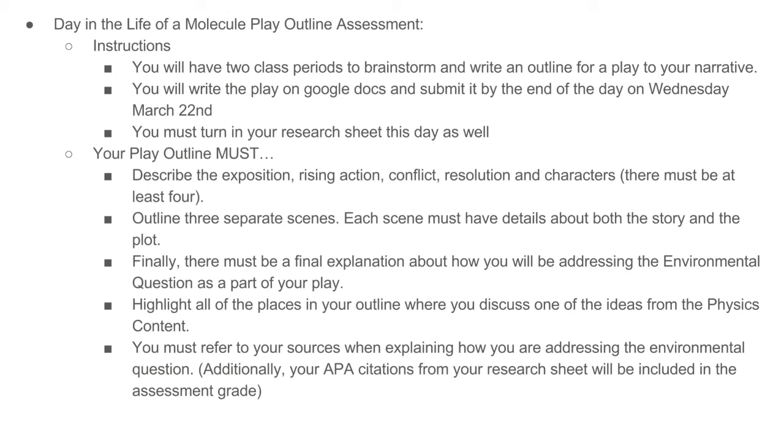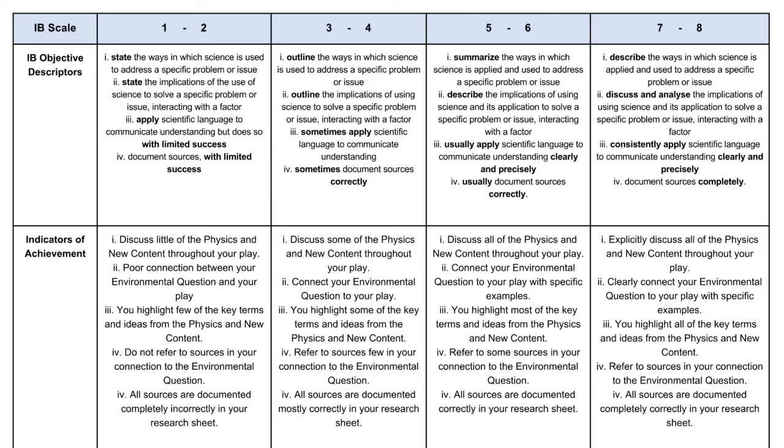Your play is going to have to describe exposition, rising action, conflict, resolution, and characters. You're going to have to outline 3 separate scenes. Okay, there's going to be a final part where you explain how you're going to be talking about the environmental question as a part of your play. You're going to highlight all the places in your outline where you discuss the ideas from the physics content and also from the new content. Then you have to refer to your sources. I'm going to be grading your APA citations on your research sheet, all that stuff. Okay? These are the indicators of achievement.